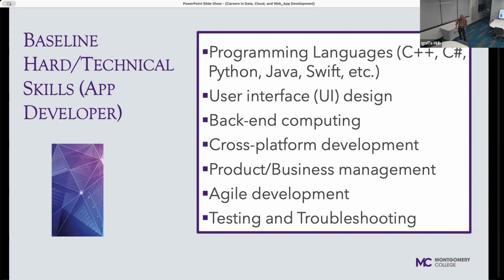And last but not least, again, this one is an oldie but a goodie, testing and troubleshooting. When we are doing our boot camp here for coding, or we do our coding demos, one thing that I tell the participants is, if you're a developer, you're going to spend most of your time not coding, but fixing errors. That is a given.